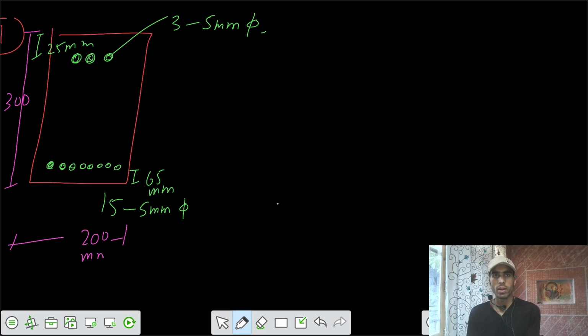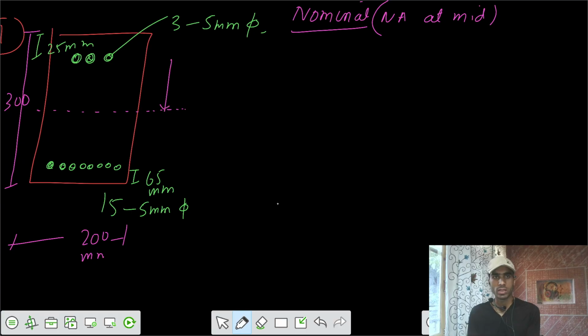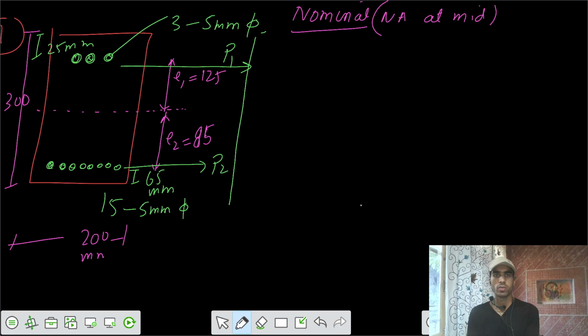If I use the concept of the nominal concrete section, if I approximate that the neutral axis is at midspan, and I ignore the area of the steel, then the neutral axis is here. So your eccentricity E1 would be 150 minus 25, that's 125, and your eccentricity E2 would be 150 minus 65, that's 85 millimeters. So this is your E1 and E2. That means some P1 force is acting here, and some P2 force is acting here on the cross section. So we need to calculate the stresses.